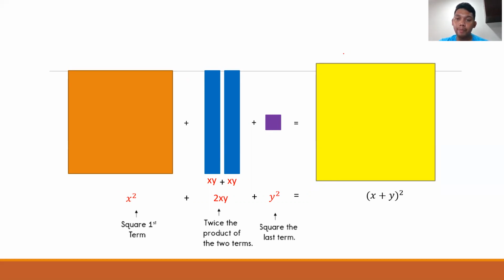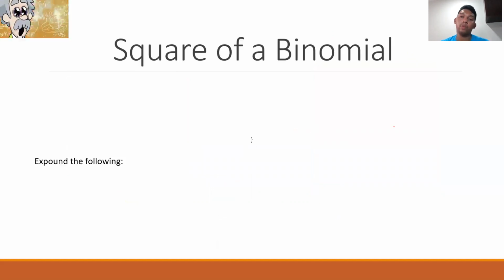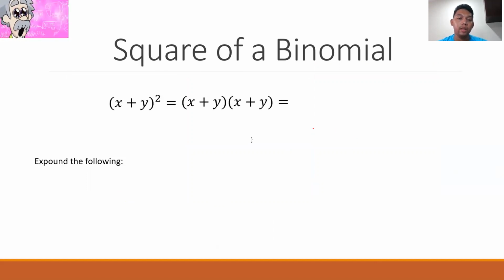Because in this case, we use the x and y variables. So we just add them and also on this side, and then you square it. That's the formula for a square of binomial. All right, so again, what do you call that? A square of binomial.